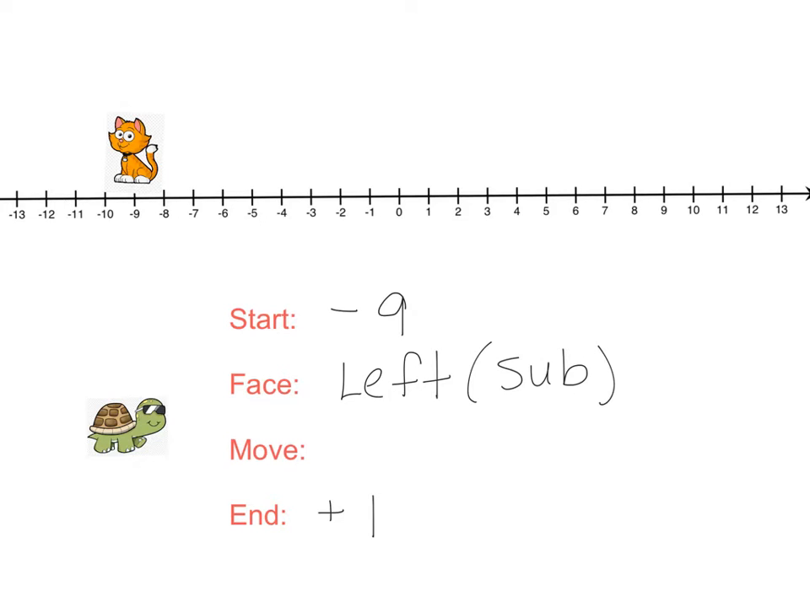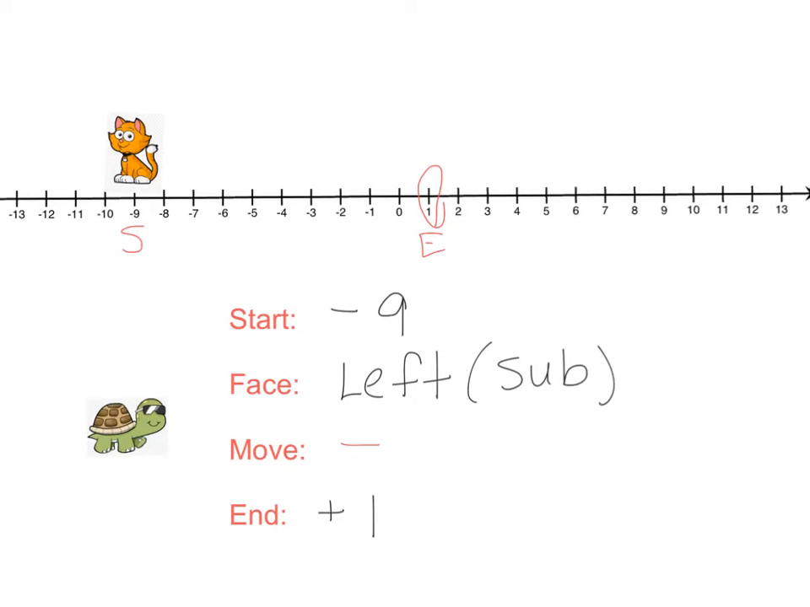So what I do is I put a little note as to where I need to end. So I know I need to end at +1. This is where I'm ending. Okay, so I'm starting at -9, I'm ending at +1. Now, this cat is facing to the left. In order for him or her, I have no idea if it's a boy or girl, in order for this kitty to get from here to here, she needs to move backwards. So if she's moving backwards, we know that she's going to be moving in a negative direction.